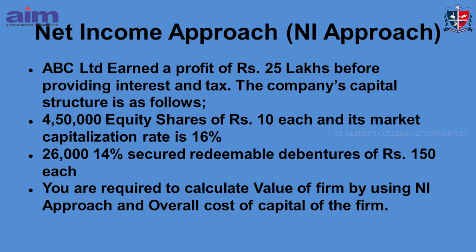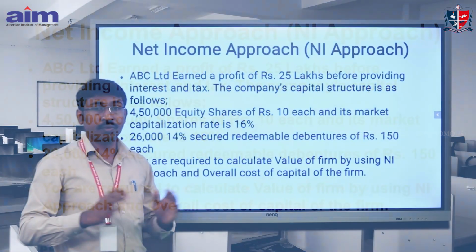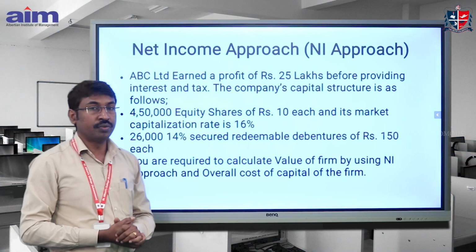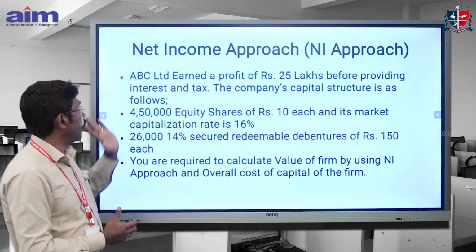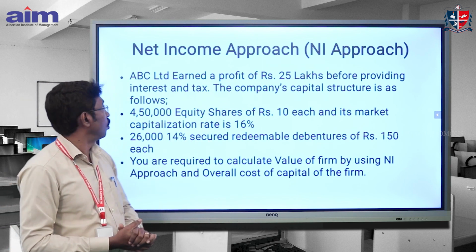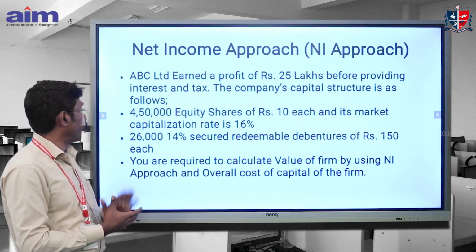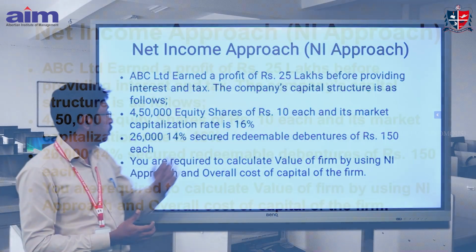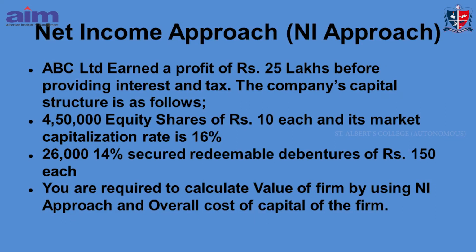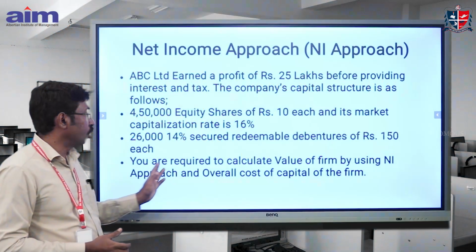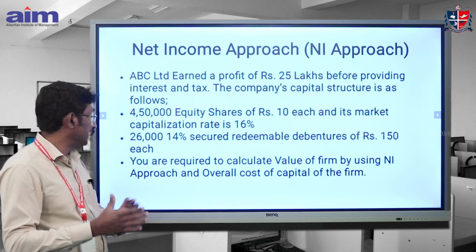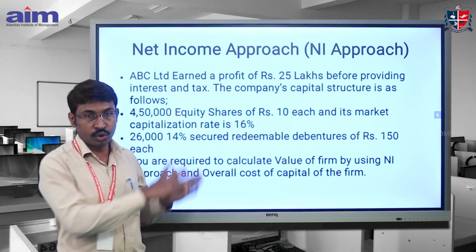Okay, so for the net income approach, we will see a model. By using the net income approach, we will calculate the value of the firm under this particular situation. ABC Limited earned a profit of 25 lakhs before providing interest and tax. The company's capital structure is as follows. We have 4,50,000 equity shares of 10 each and its market capitalization rate is 16%. That means KE is given. Then 26,000, 14% secured redeemable debentures of 150 each. You are required to calculate value of firm by using the net income approach and overall cost of capital of the firm. So this is the situation.